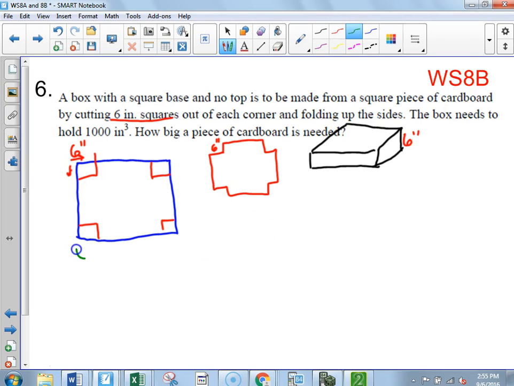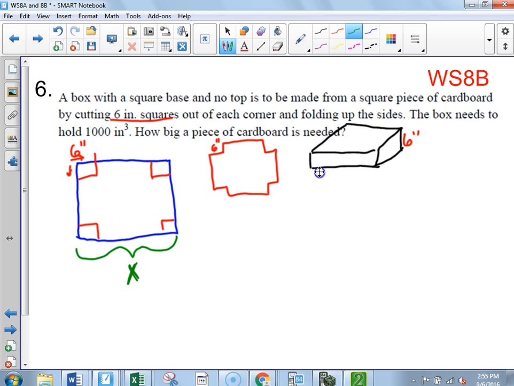If I called this initial size, because that's what we're trying to find, I didn't read the problem here. It says a box with a square base and no top is to be made from a square piece of cardboard by cutting 6-inch squares out of each corner and folding up the sides. The box needs to hold 1,000 cubic inches. How big of a piece of cardboard do we need to start with? So if I call this X, we need to figure out how big the cardboard was to start with. Does that make sense, guys?